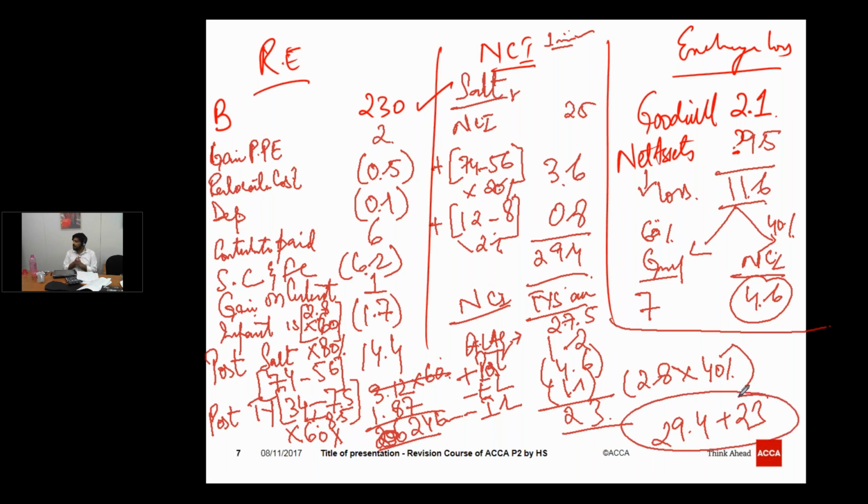Now you have all the workings with you. Now if you have any question, please do ask. What is written before 1.1 in NCI? It is an exchange loss that we have calculated from here, exchange loss of 4.6.